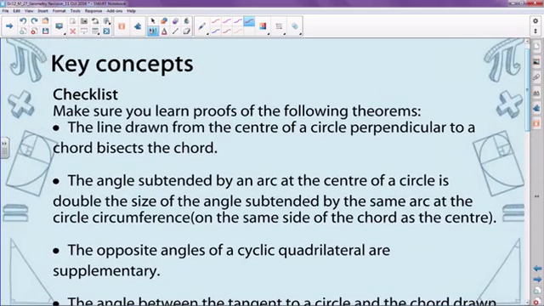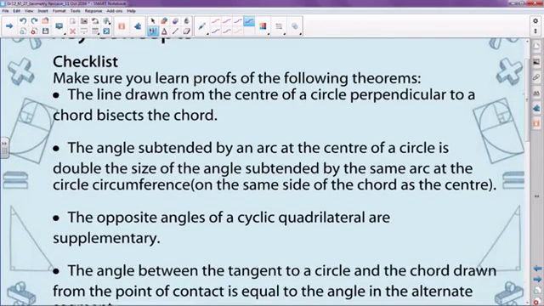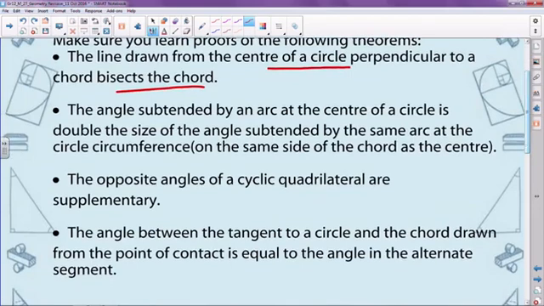Some of the things, and just a checklist for you guys to go through as you start learning geometry. Obviously, make sure you learn proofs of the following theorems, okay? So you need to know the theorem, the line drawn from the center of a circle perpendicular to a chord bisects the chord. That's grade 11 work. The angle subtended by an arc. Okay, so all this stuff that we're talking about now, circle geometry, grade 11 work, you need to revise all of that. The angle subtended by an arc at the center of a circle is twice the size of the angle subtended by the same arc at the circumference of the circle.